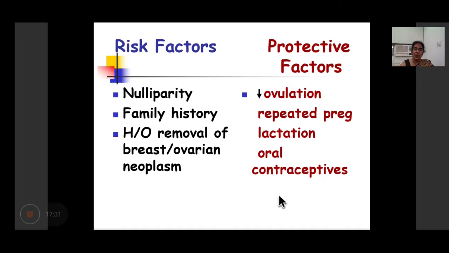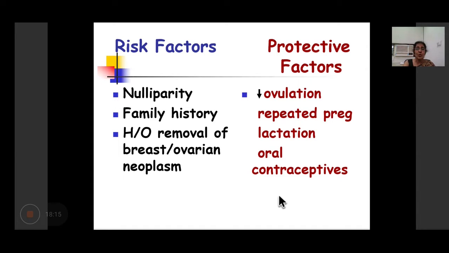So what are the risk factors for ovarian tumors? Nulliparity, a family history, especially association with the BRCA1 gene and BRCA2 gene, BRCA being named for BR for breast and CA for cancer. So they are associated with breast cancer gene 1 and breast cancer gene 2. So family history has to always be asked for when the patient presents with an ovarian mass, especially if it is malignant. Fine. Always ask for a history of removal of breast or previous ovarian neoplasms in such patients. What protects is decreased ovulation, repeated pregnancy, lactation, and use of oral contraceptives.